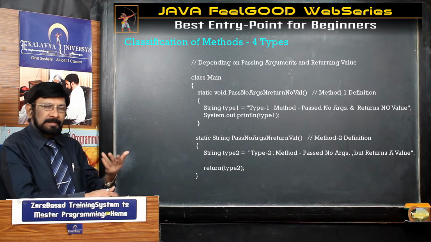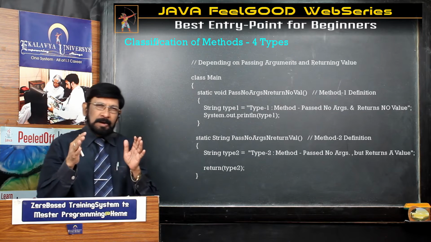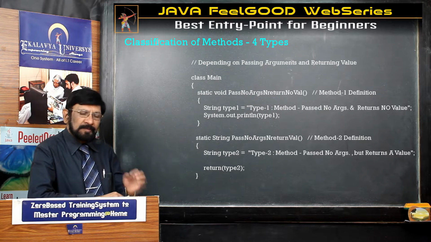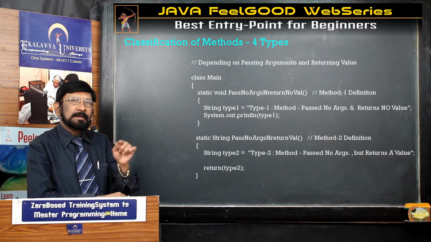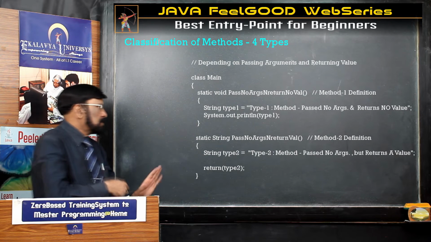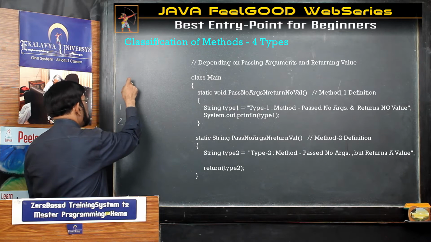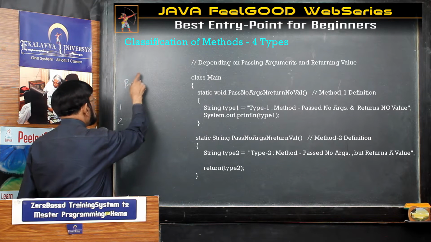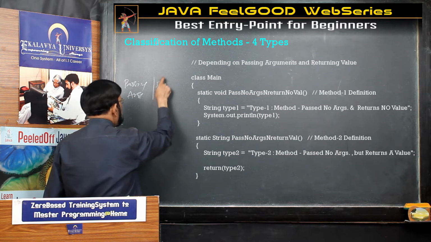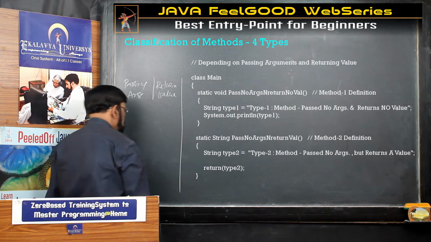However, let us recall: in the previous video, I explained about the classification of functions. That is 4 types. Just I show you methods. As I told you already, functions and methods are the same. But in object-oriented programming languages like Java, they are called methods. So now once again I show you the classification: how we are classifying depending on passing arguments and return value. Based on this, we are classifying.